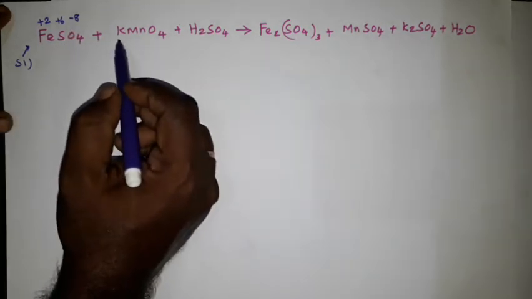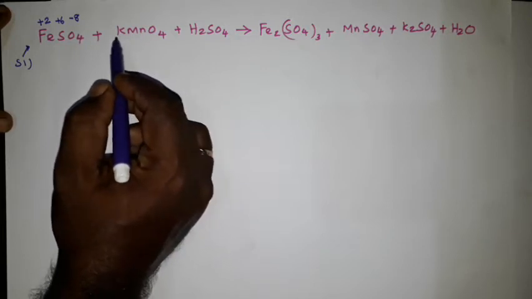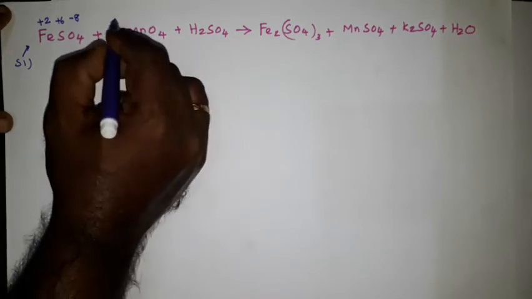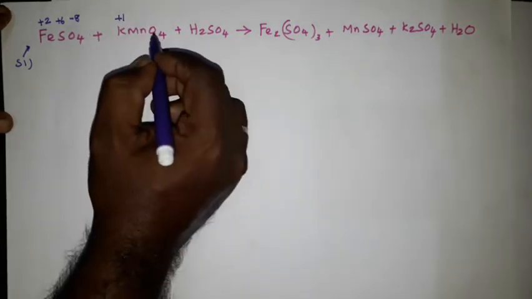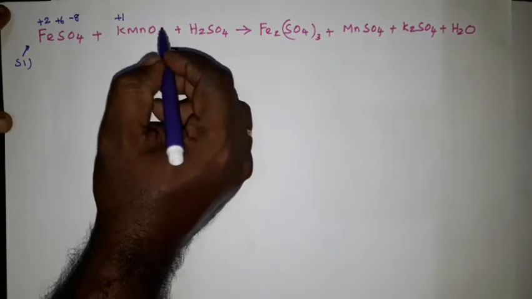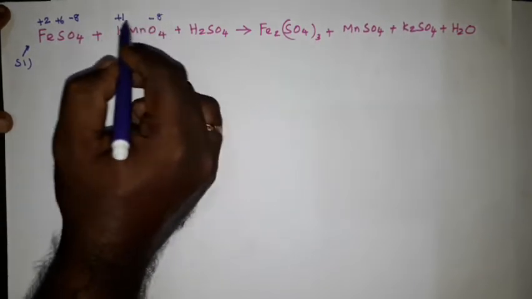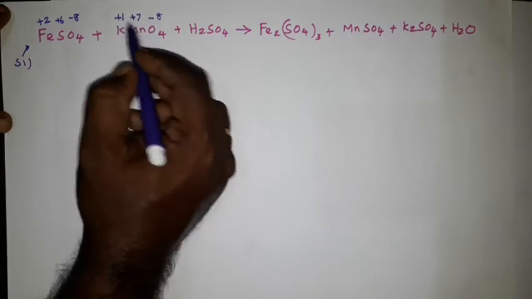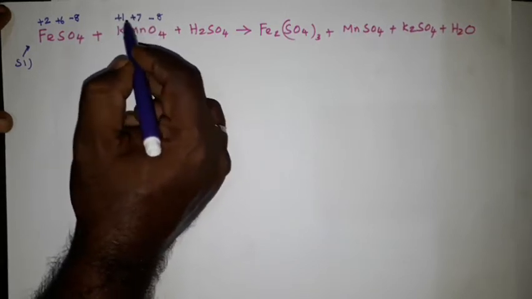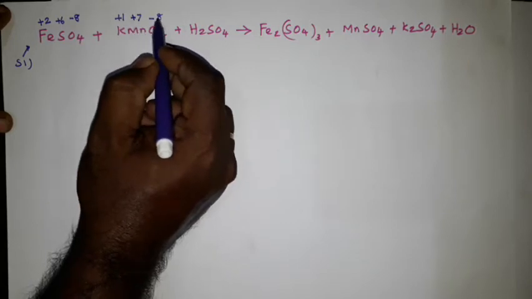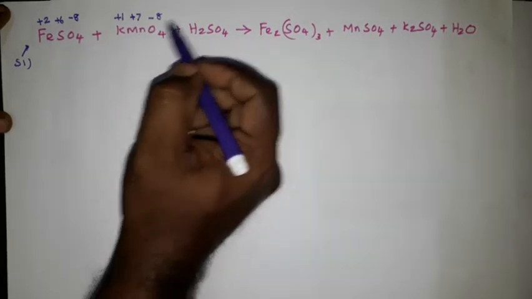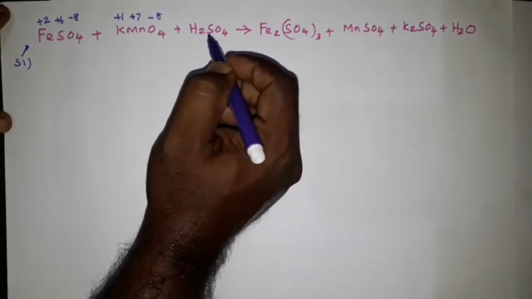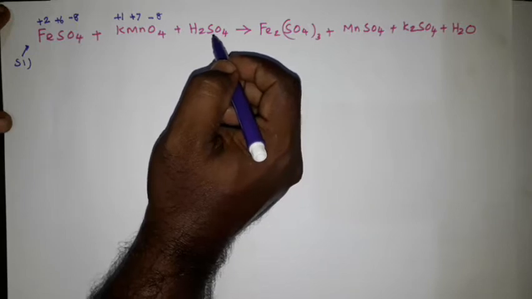Then come to KMnO4. This is potassium K, Mn manganese, oxygen. Potassium is always plus 1, oxygen minus 2. So 4 oxygen atoms is minus 8. So with plus 1 and minus 8, manganese will be plus 7. Now add all the numbers: plus 1, plus 7, minus 8, it will be 0. Clear? Now hydrogen is always plus 1 whenever it combines with non-metals.